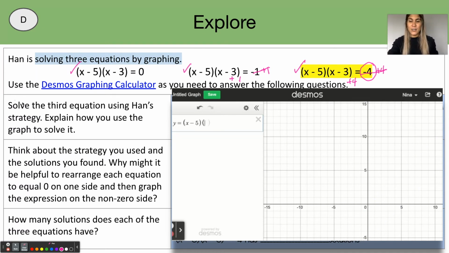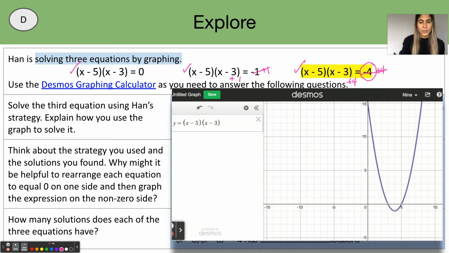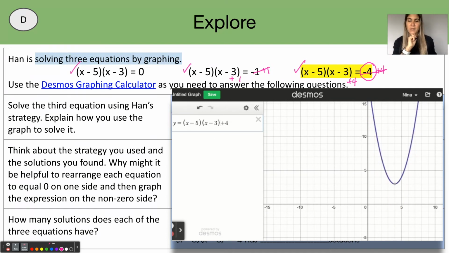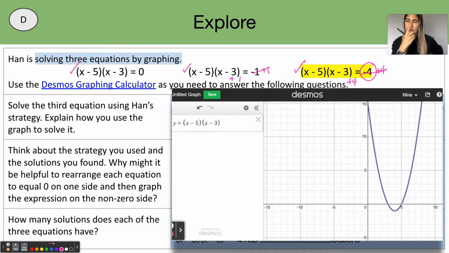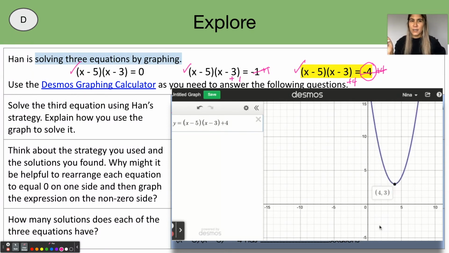Because it says, solve the third. So we have solved it. Now, I need you to explain how you use the graph to graph it and solve it. You can use the same sentence starters from the previous slides, or you can write everything in your own words. Now, once we look at this graph, there's something that's a little bit different. Remember, our solutions are our x-intercepts.